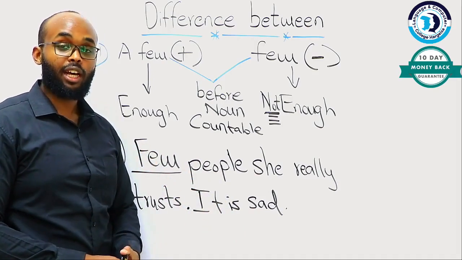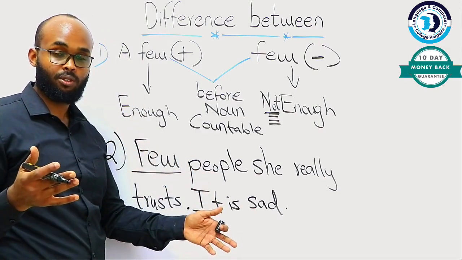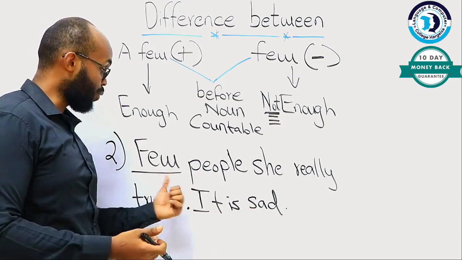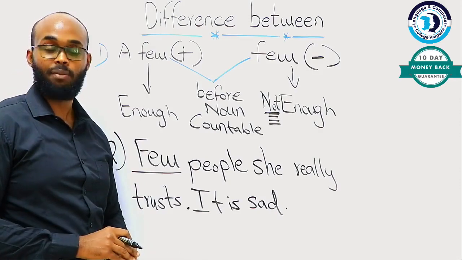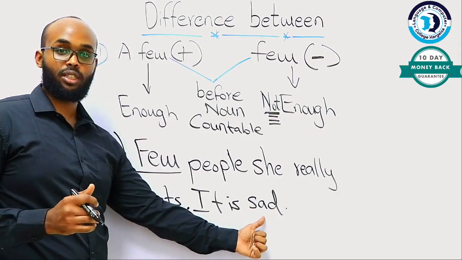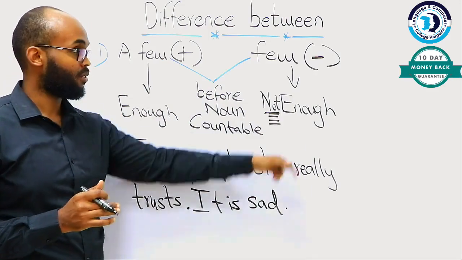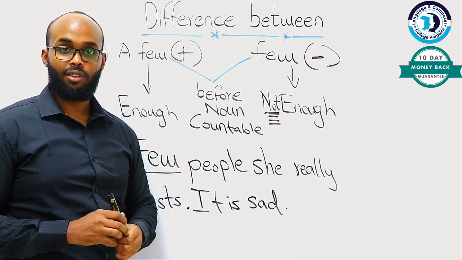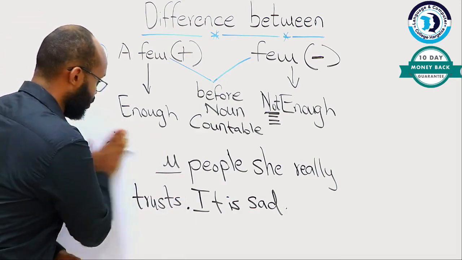People is plural. Singular is person. So few people she really trusts. It is sad. This part of the sentence, it is sad, is negative. Okay? So that is number two. Let's continue to number three.